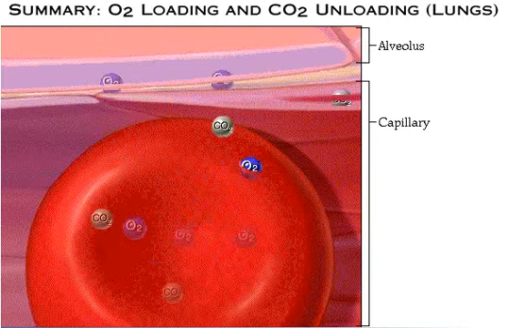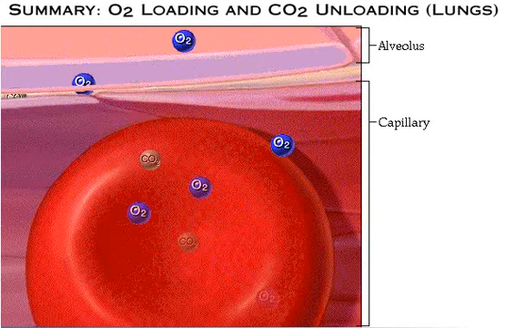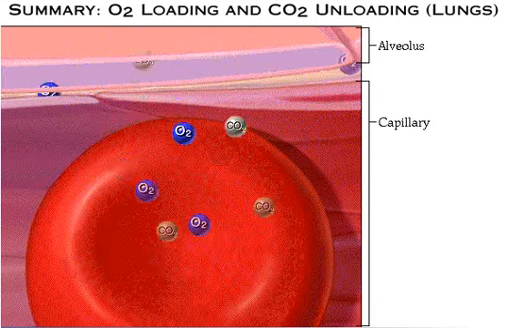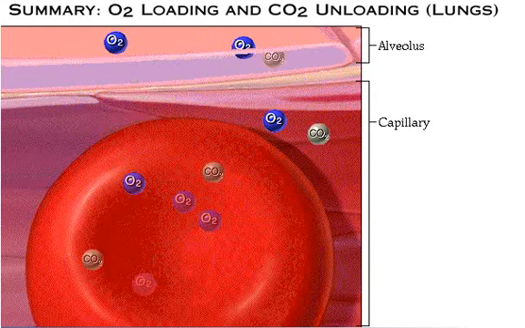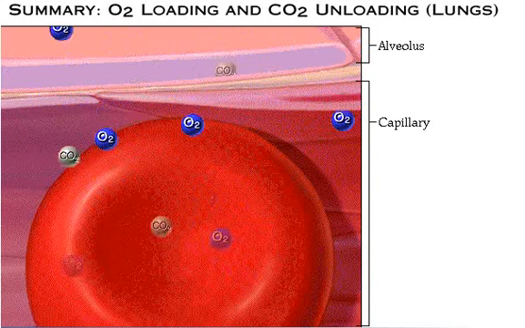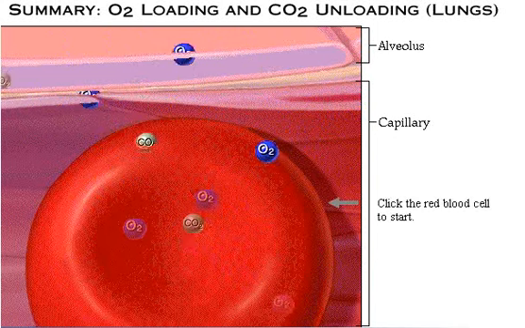We will now summarize the ways in which oxygen and carbon dioxide are transported. Let's start with external respiration in the lungs. Although we will look at the processes step by step, they actually occur simultaneously. Remember, gases always follow their partial pressure gradients. Click the red blood cell to start.